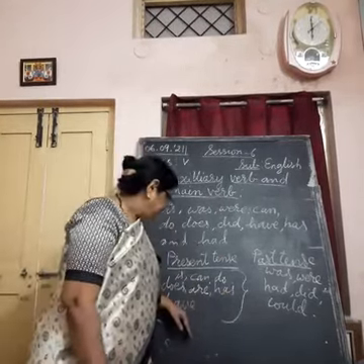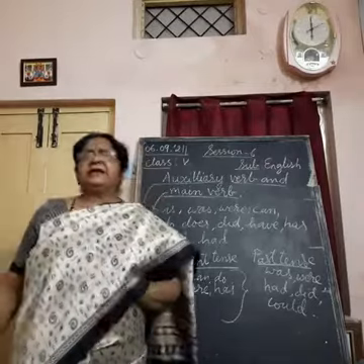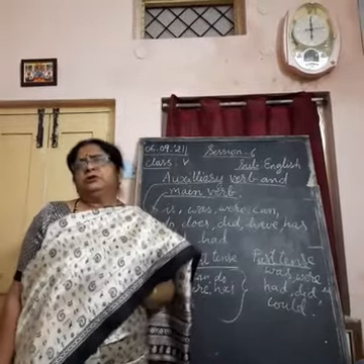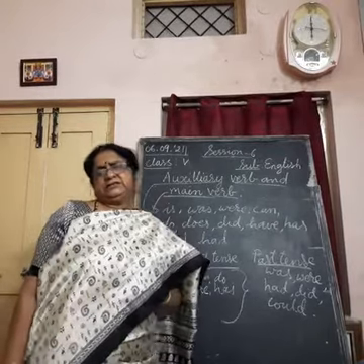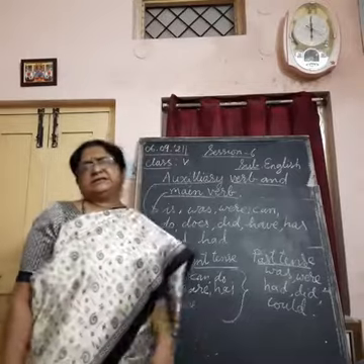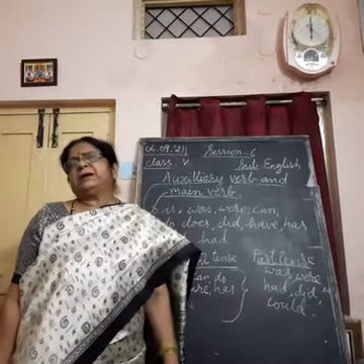So in this way, she can drive a car. She could do the work easily. She could solve the problem easily. Can is used with present tense. Could is used with past tense.